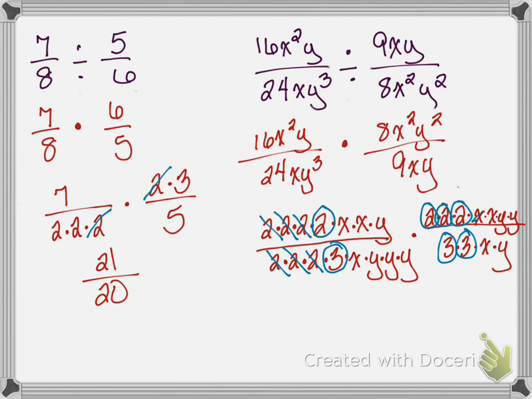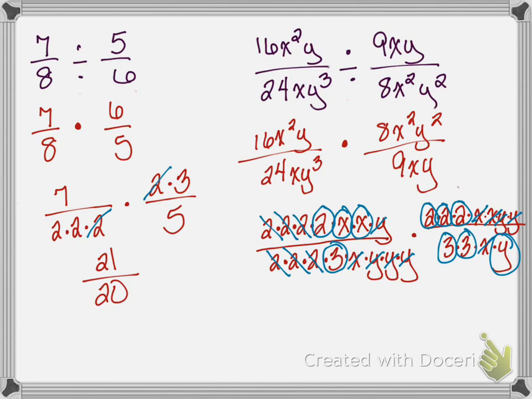So I have x, and I have an x, and I have an x. I don't have any more x's in the denominator, but I can deal with some y's. I have 3 y's in the numerator that I can cancel out, and I have 3 y's in the denominator that I can cancel out. So I'm left with x times x, and then I'm left with a y in the denominator.